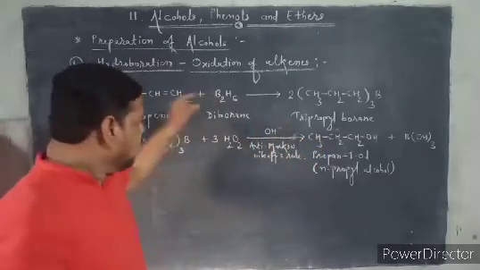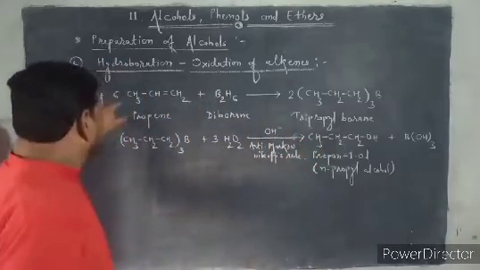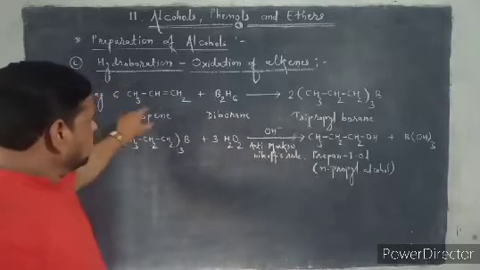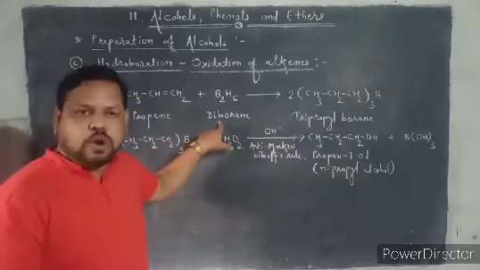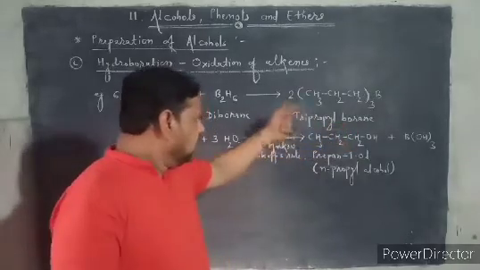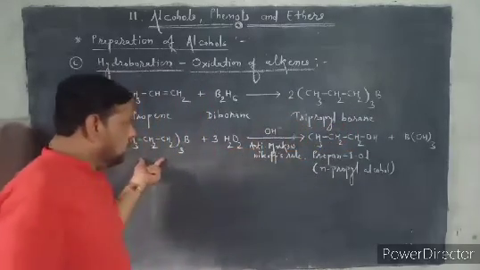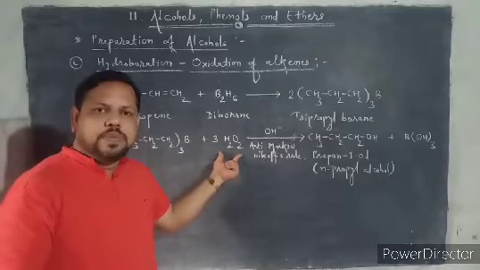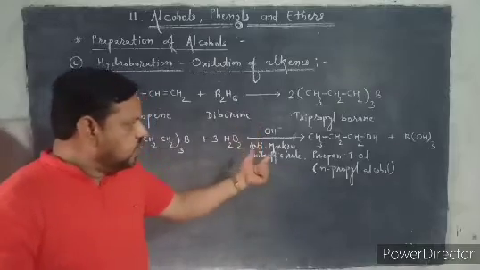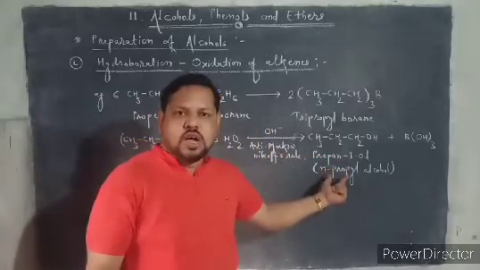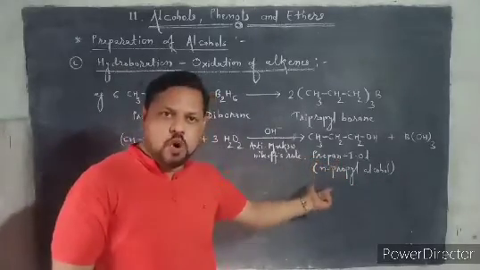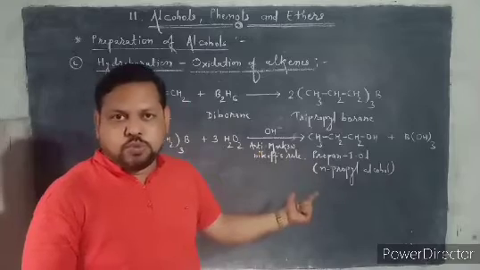For this we see one example, propene. See here, this is the propene. Then propene reacts with diborane, then it gives the tripropyl borane. Then this tripropyl borane is oxidized by hydrogen peroxide in presence of alkaline medium, then it gives propan-1-ol. It is also called n-propyl alcohol, and this product is formed by anti-Markovnikov's rule.